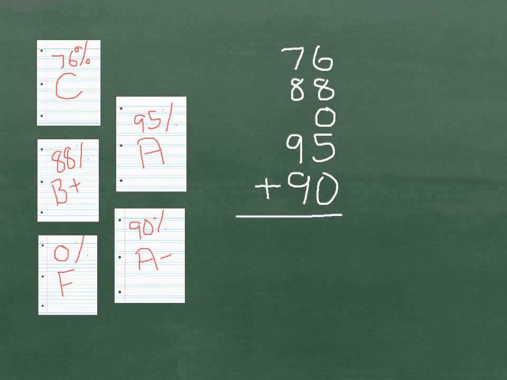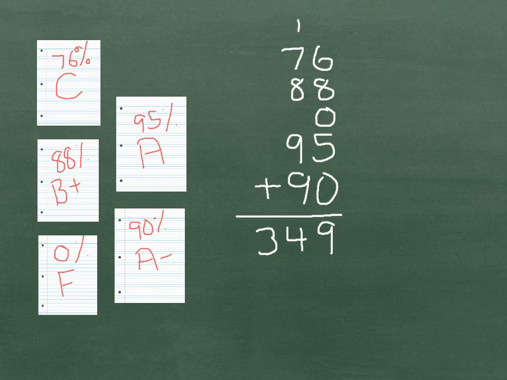6 plus 8, that would give us 14, plus 0, that would still be 14, plus 5 would give us 19, plus 0, we got 19. So I put a 9 here and I carry a 1. 1 plus 7 is 8, plus 8 more is 16, plus 9 more would be 25, plus 9 more would be 34. Okay, so we have a big number here, 349.